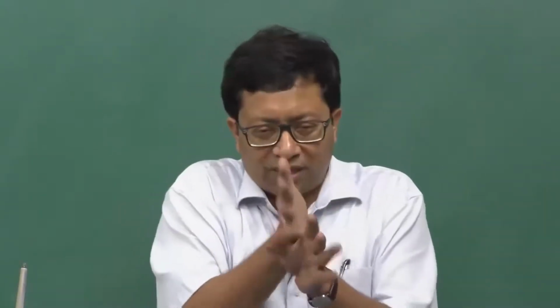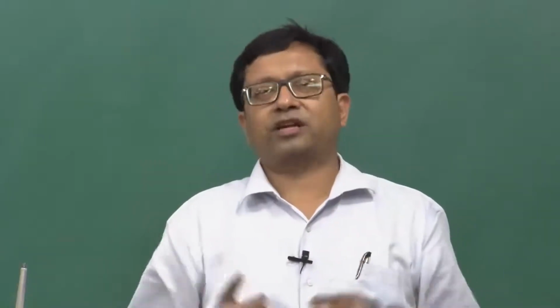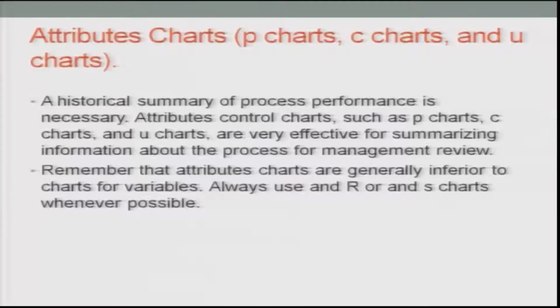Attributes will give you some information whether the process is as per the norm or outside. So, if you are not able to get exact data of the variables, you will try to utilize the attribute characteristics in order to study the overall process. Continuing with the attribute charts, so P, C and the U, and later on we saw that we had the G and the H charts also.